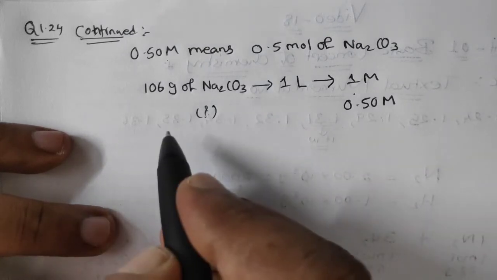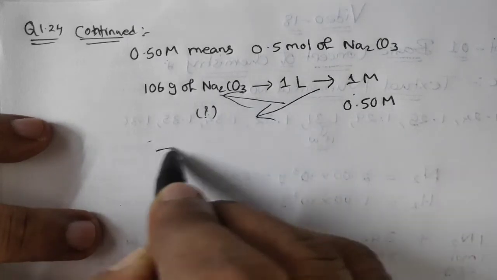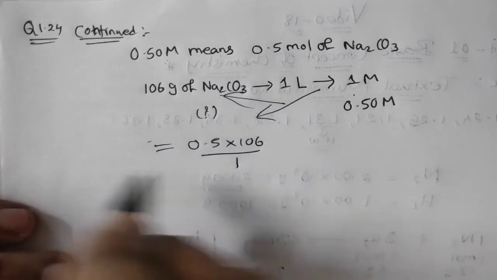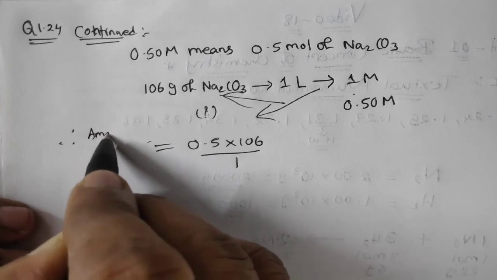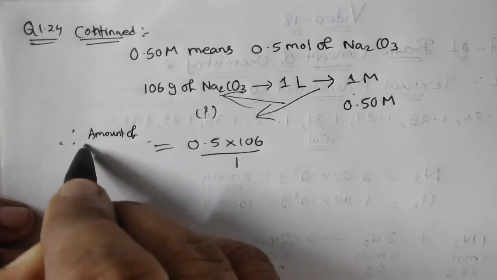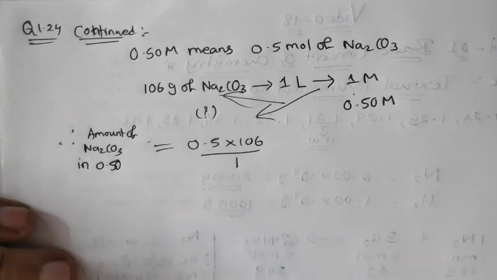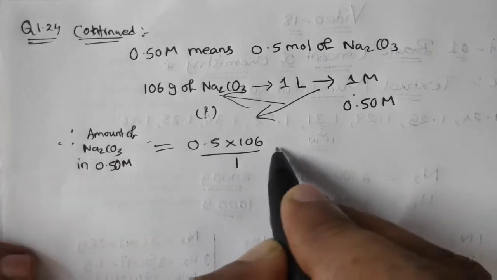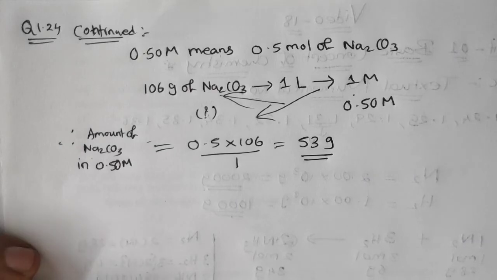So if you see, this will also be the same. It is a simple cross multiplication: 0.5 into 106 divided by 1. So we can say the amount of Na2CO3 in 0.50 molar is equal to 53 grams. Understood this part? Okay, so this is the part we are talking about here.